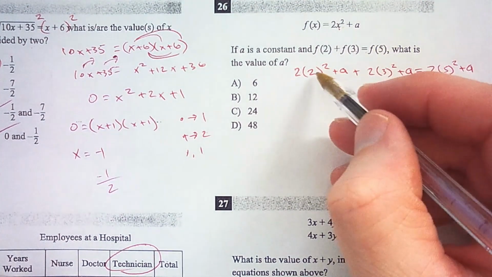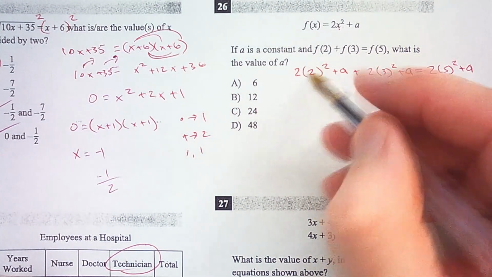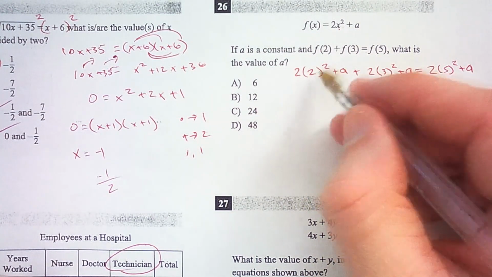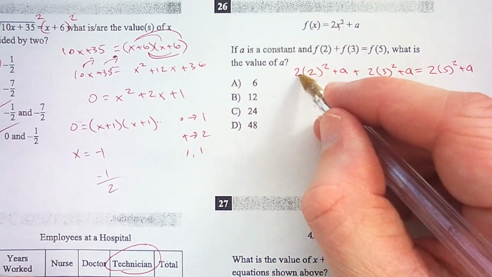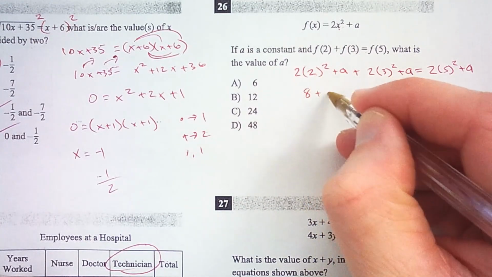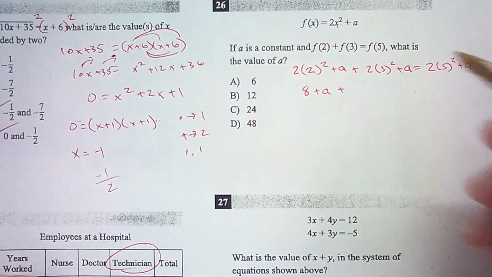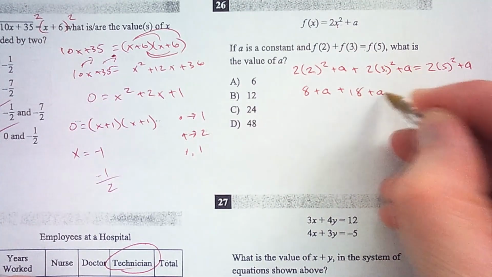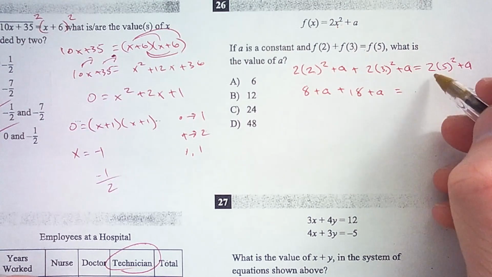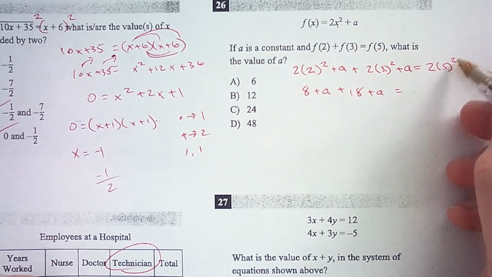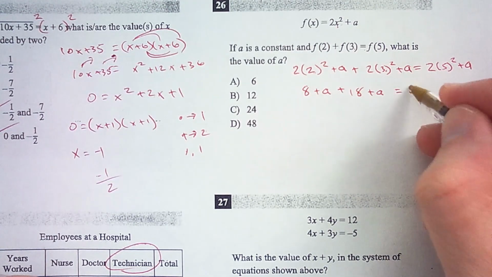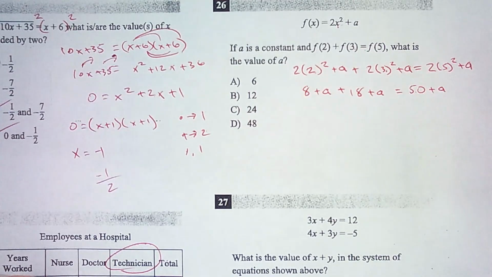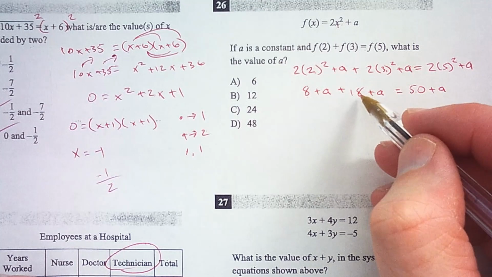So now, with that equation, what is the value of a? Remember order of operations. Do squaring before multiplying. So we have 2 times 2 squared. 2 squared is 4. Times 2 is 8. 8 plus a plus 3 squared is 9. Times 2 is 18 plus a. Okay, equals 5 squared is 25 times 2 is 50 plus a.